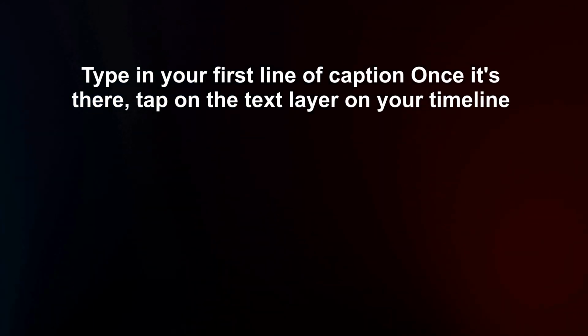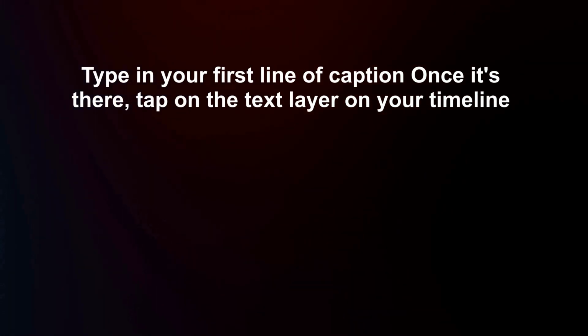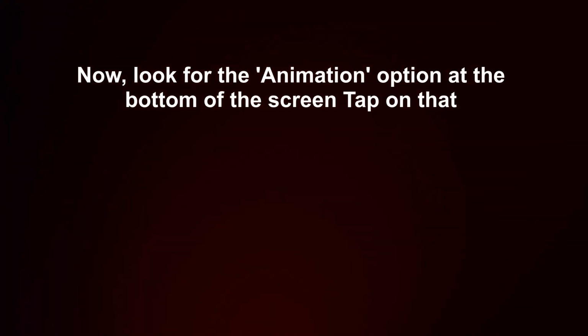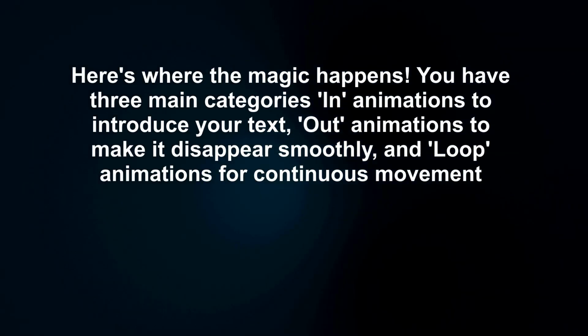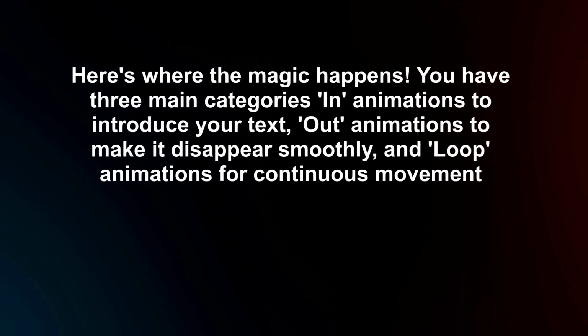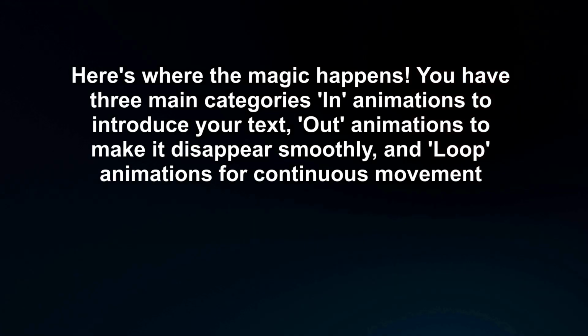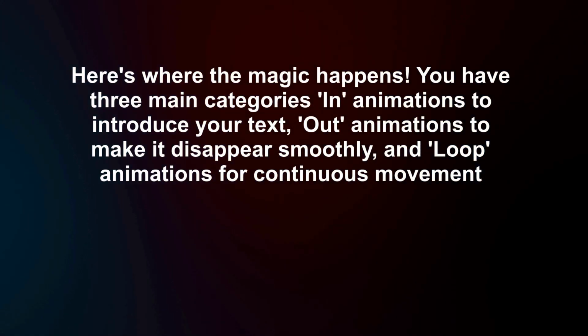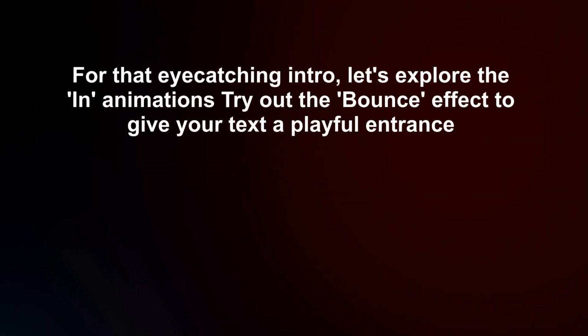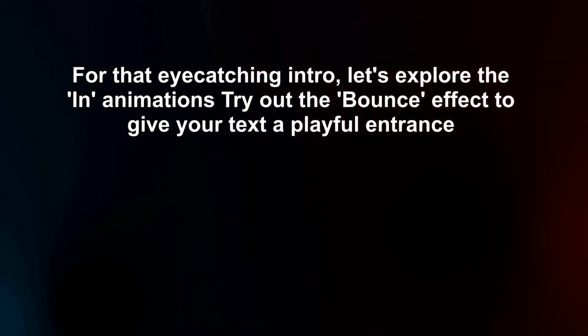Type in your first line of caption. Once it's there, tap on the text layer on your timeline. Now, look for the animation option at the bottom of the screen. Tap on that. Here's where the magic happens. You have three main categories in animations: in animations to introduce your text, out animations to make it disappear smoothly, and loop animations for continuous movement. For that eye-catching intro, let's explore the in animations.